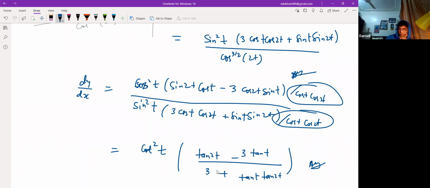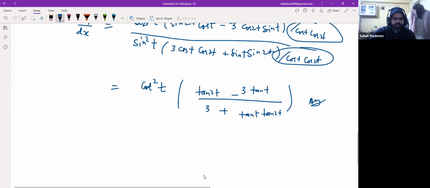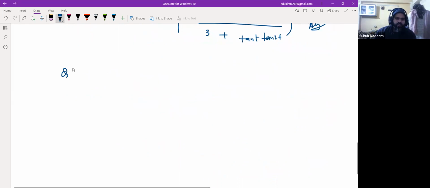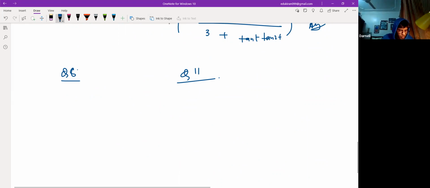One question you can try is 8 and 11. These two questions you can try, question number 8 and question number 11. Then we can move on to the next exercise. Other questions are relatively easy, so you can do them as well. It's exercise 5.6, right? Yeah, 5.6.